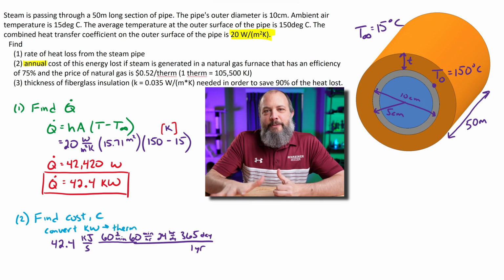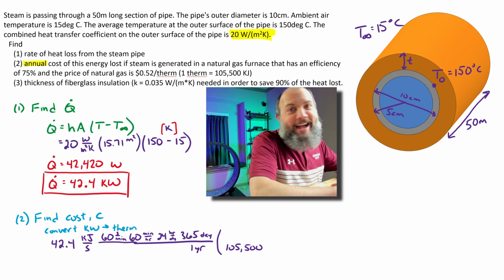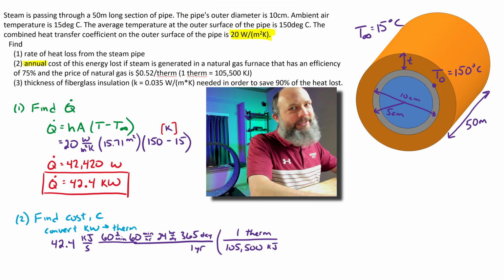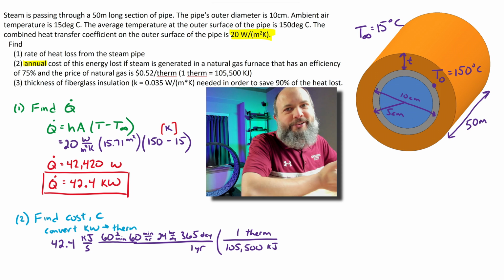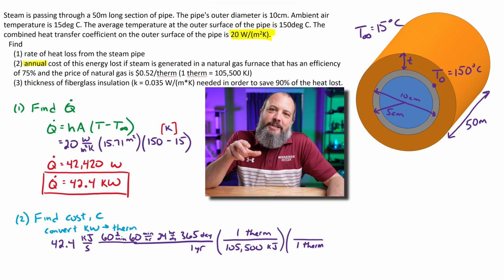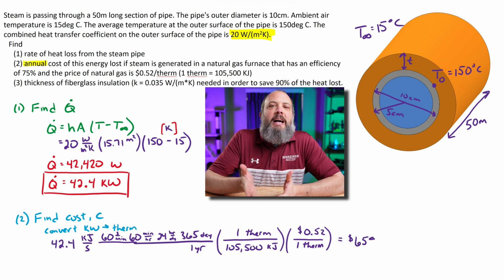Okay, so next we were given the conversion, therms to kilojoules, which is good because therm is not a unit you're going to use very often. There's no reason for you to memorize this. If it's not given, this is something you'll just have to look up. You're not expected to remember how many kilojoules in a therm. All right, then multiply by 52 cents per therm. And from that, we get about $6,500 per year.